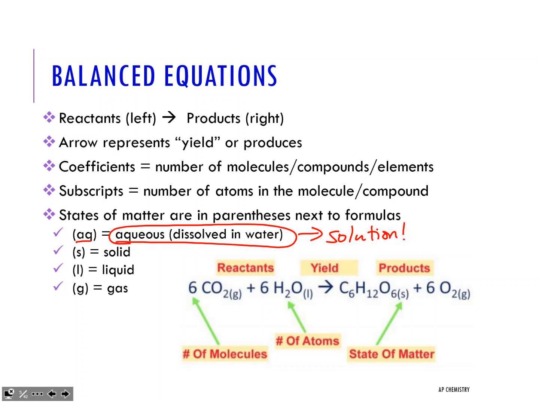And this graphic does a good job of showing, we have our coefficients here, 6 carbon dioxide, 6 water, forming 1 glucose, because it's understood 1 if there isn't a number in front of it, and then 6 oxygen molecules. So, this is actually the equation for photosynthesis. Carbon dioxide plus water gives you glucose and oxygen. Kind of representing all of those factors there for you, remembering how to read chemical equations.